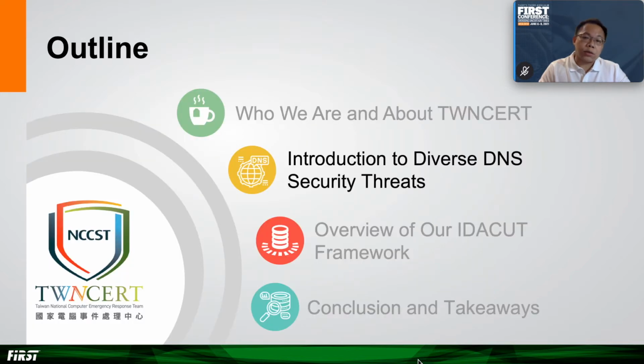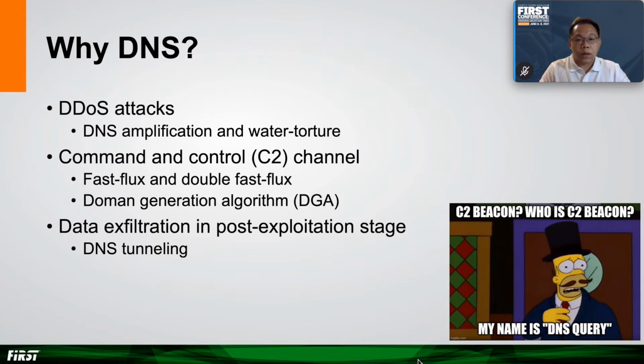Next, let's walk through the diversity and security threats which we face in Taiwan. Okay, first we want to ask why DNS. Because DNS is critical to most network operations, it is generally not blocked under firewall. So there are many attacks related to DNS protocol. Let's talk about DDoS first.